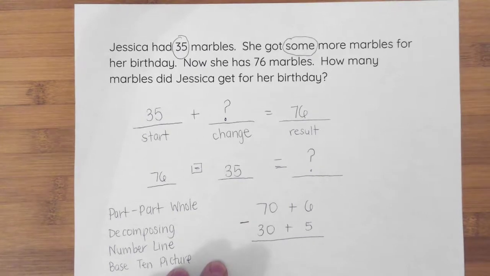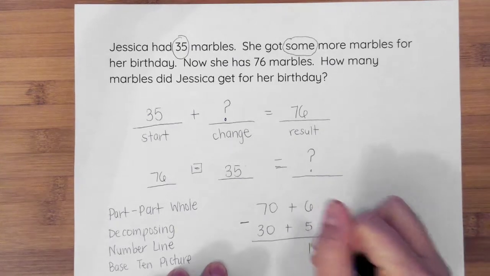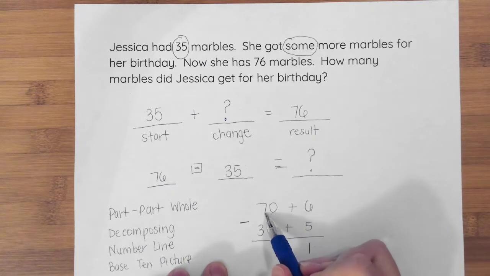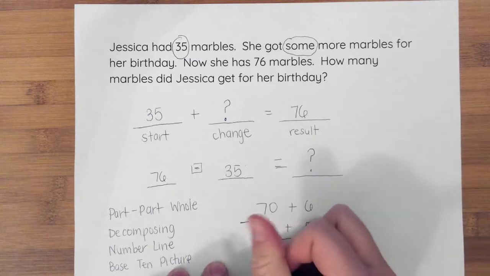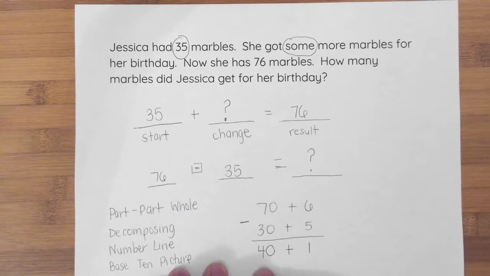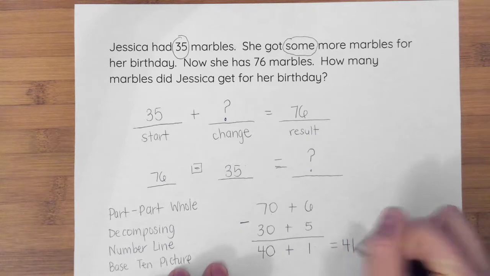So I know that if I have 6 take away 5, I'm going to be left with 1. And I know if I have 70 and I take away 30, so I have 7 tens and I take 3 tens away, I'm going to be left with 4 tens, which is the same as 40. So my answer would be 40 plus 1, and that would equal 41.